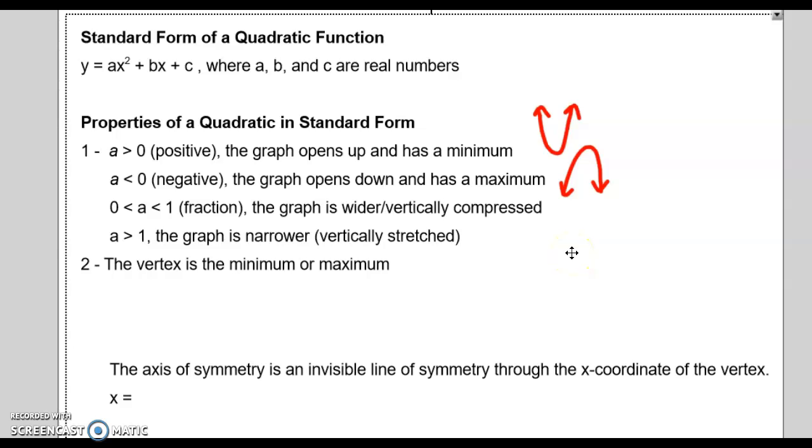To find the x-coordinate of the vertex, you're going to go back to the original, and we're going to do negative b divided by 2 times a, whatever that number is in the front. And then to find the y-coordinate that goes with it, we're just going to plug that in. So whatever we get for negative b over 2a, we're going to plug in the original for all of the x's.